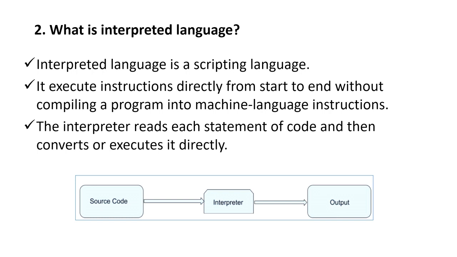What is an interpreted language? An interpreted language is a scripting language. It executes instructions directly from start to end without compiling a program into machine language instructions. The interpreter reads each statement of code and then converts or executes it directly as an output. So an interpreter basically accepts source code and directly shows the output in the browser.